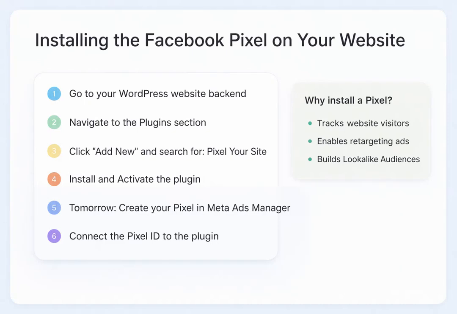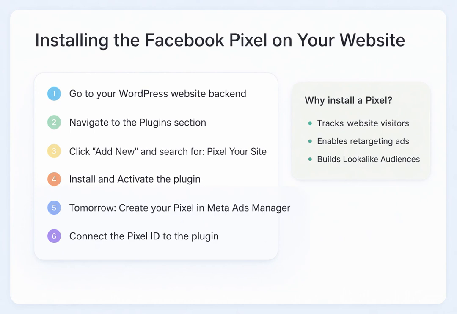The instructor gives a very practical step-by-step for installing the Facebook pixel. Go to the back end of your WordPress website, navigate to the plugin section, click Add New, and search for Pixel Your Site. This plugin will appear at the top of the results. Install it and activate it. You don't need to do anything else with it today.